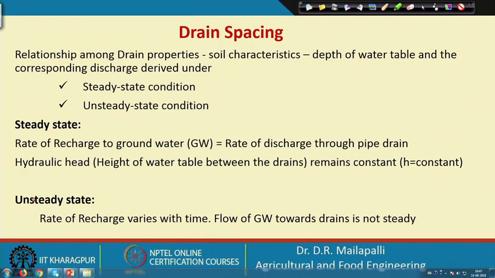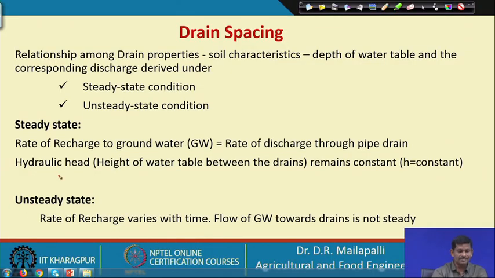In case of the unsteady state, the terms vary, like the rate of recharge varies with time, and the flow of groundwater towards the drain is not steady. These things we have already discussed in the previous week.